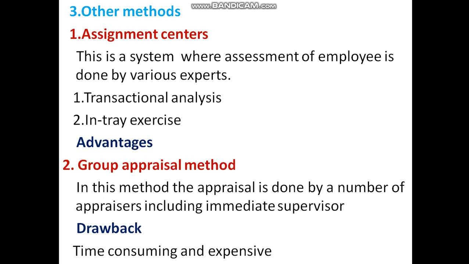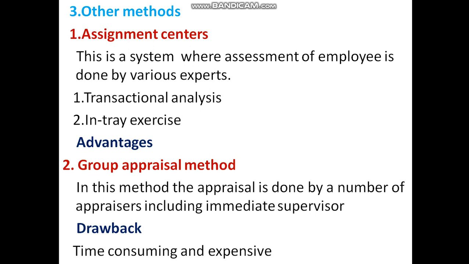Then transactional analysis. What is a transaction? Social transactions are analyzed to determine the ego state of the employee. All employees have an ego state. To find out this ego state, these transactions are analyzed. For example, whether the employee behaves parent-like, child-like, or adult-like. This is the ego state.